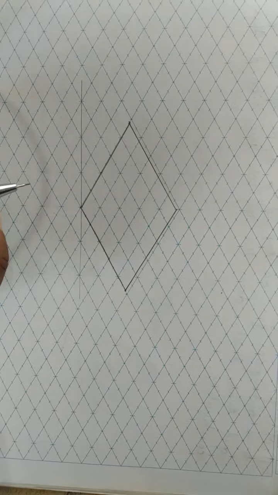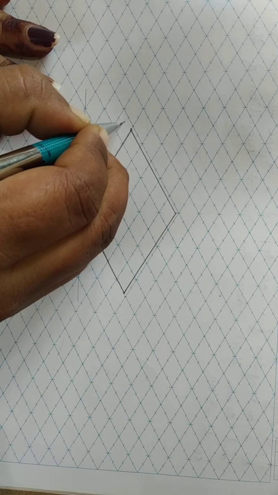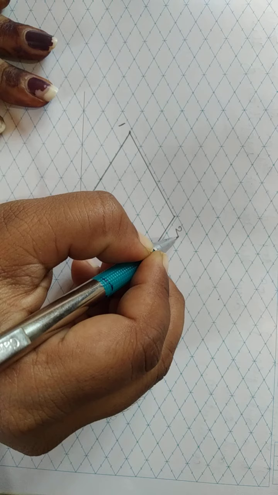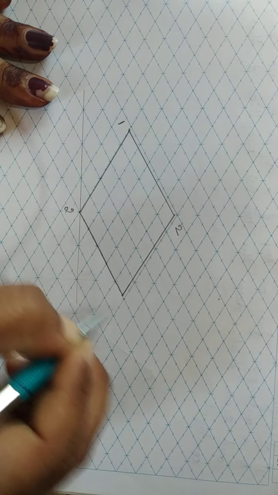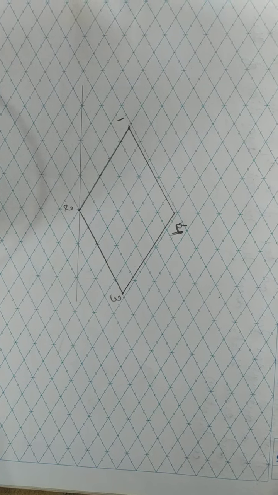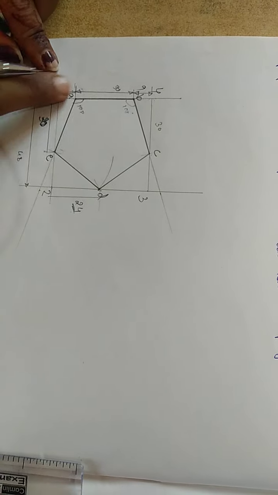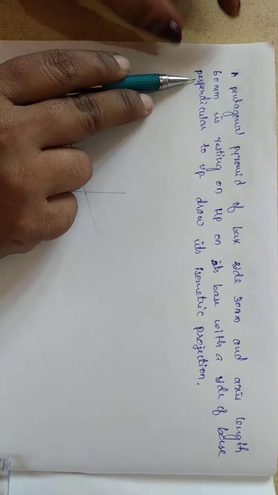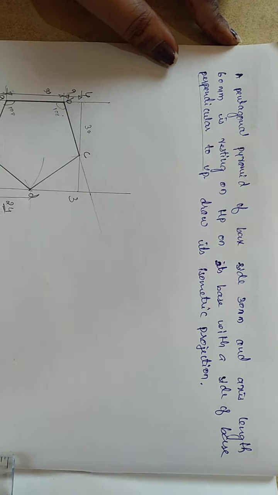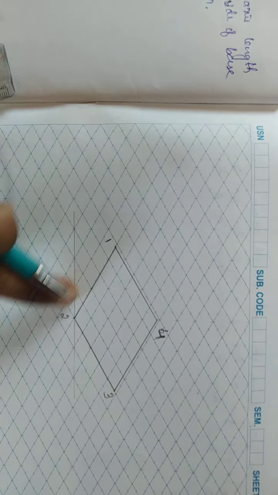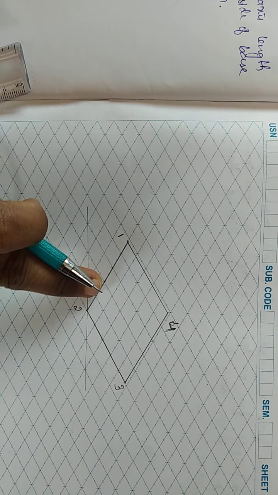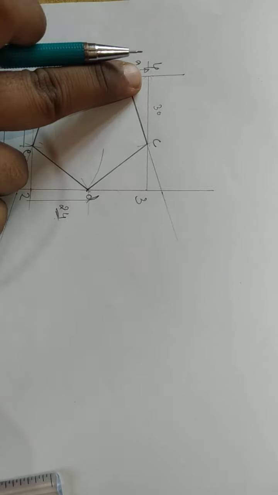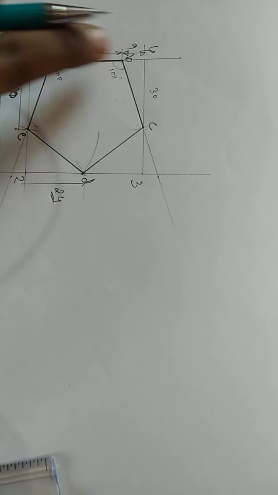Now start naming it. I'll consider this as corner 1, 2, 3, and this will be corner 4. Now check 1 to 4. They have said the base edge is perpendicular to VP. If I consider 1 and 2 as the vertical plane, the perpendicular to this is 1 and 4. So for that purpose, this AB side I am placing at 1 and 4.